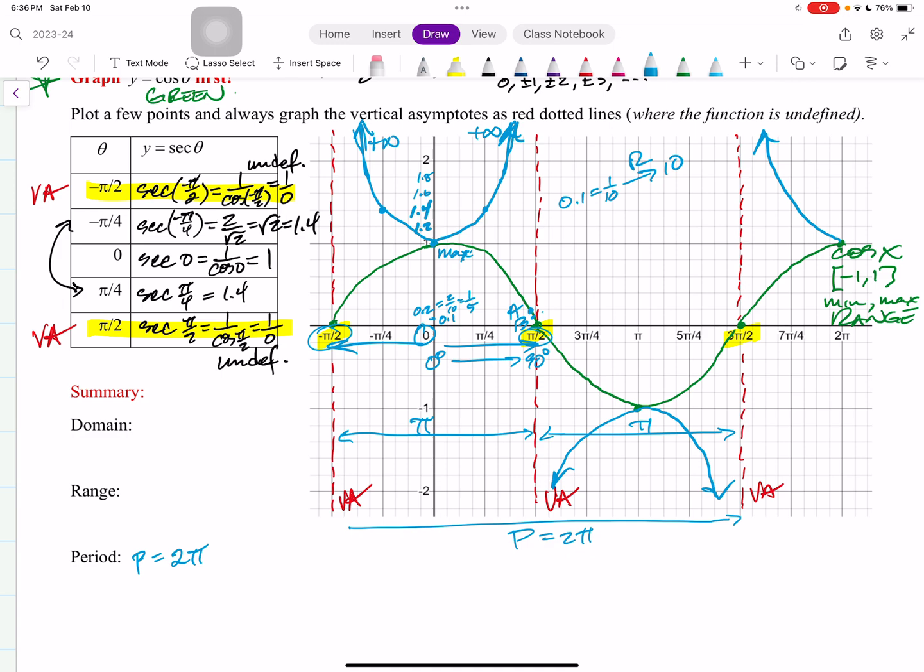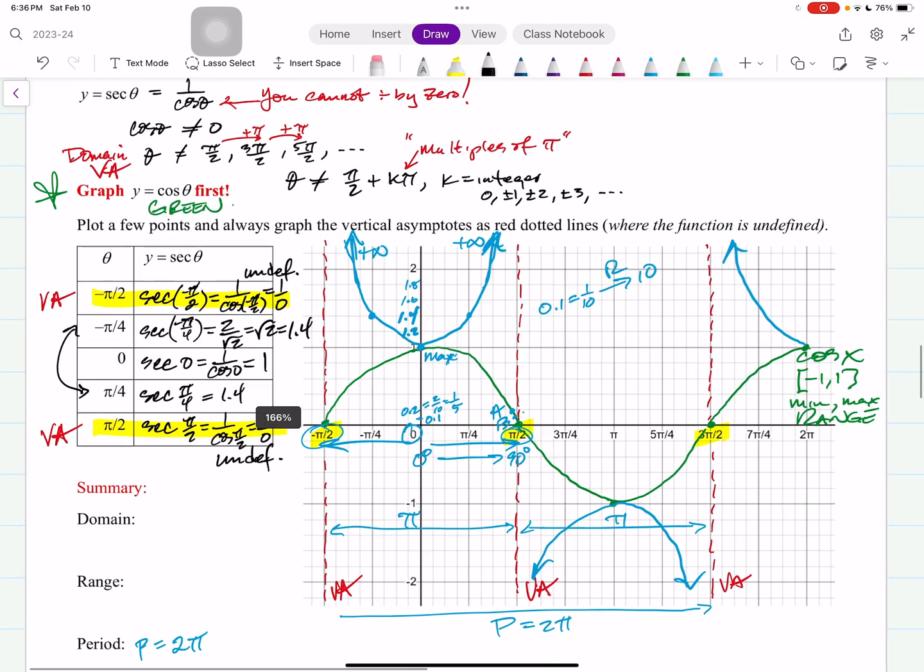The domain, as we talked about earlier, is all reals not equal to pi halves plus k pi, or you can just list out the angles if you like, where k is some integer. And then the range, well, it's different. So the range, now take a look at this.